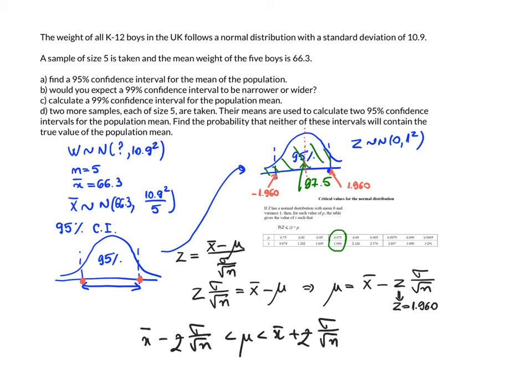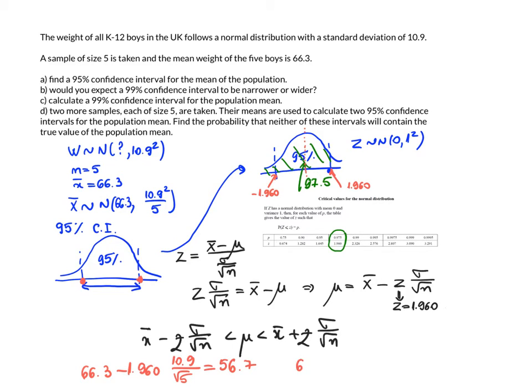So the left value will be x bar, 66.3, minus 1.960 times 10.9 over square root of 5. And if I use my calculator, I get 56.7, exactly the number we got on the previous page. So this will be the left bound of the confidence interval.